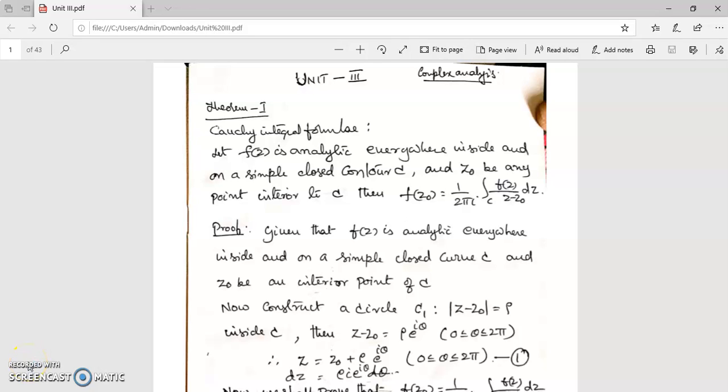Today I will explain Cauchy's integral formula in complex analysis. This is in Unit 3, starting.